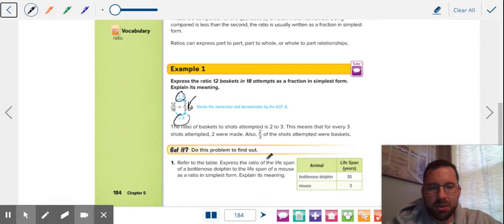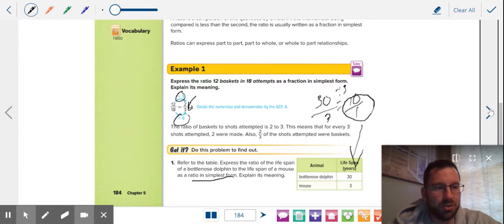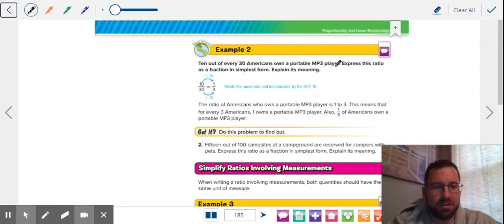All right, looking at this table, this is the lifespan of a bottlenose dolphin compared to the lifespan of a mouse. Explain a ratio in simplest form. So we take bottlenose dolphin compared to a mouse. They both have a 3, so if I divide by 3 on top and bottom, I get 10 over 1 as my ratio. So a bottlenose dolphin, we could say, lives 10 times longer than a mouse, which is not surprising because mice are pests with a lot of predators, including humans. Not that we eat them, but we get rid of them, if you know what I mean.